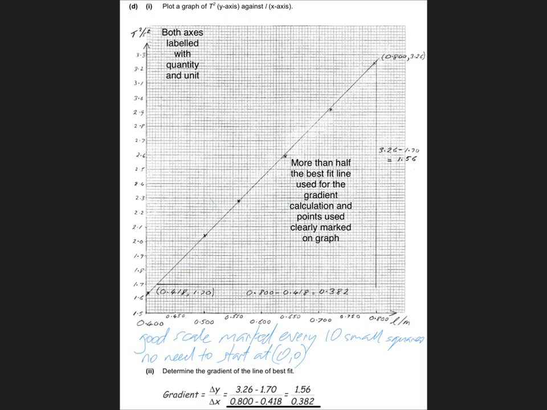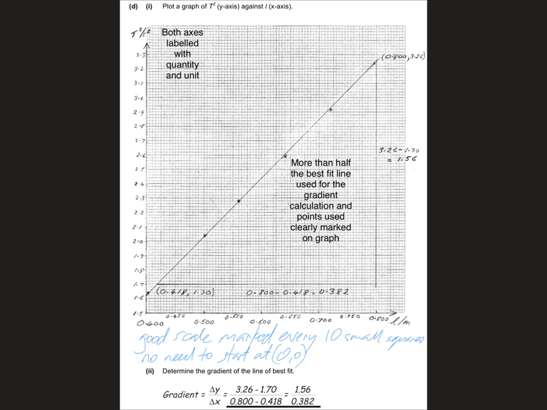Okay, and here is a model graph. Notice first of all the axes are labelled clearly with the quantity and the unit, in this case t squared and seconds squared, and the length down here in meters. Then the drawn points are clearly visible, little x's are preferred.